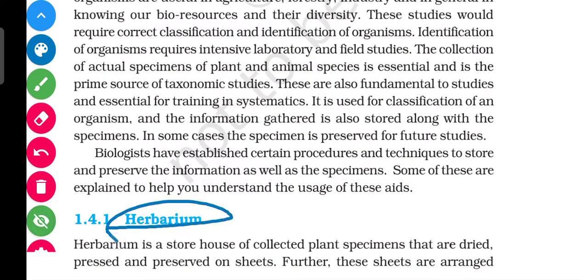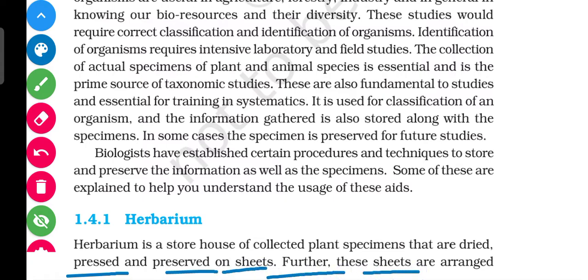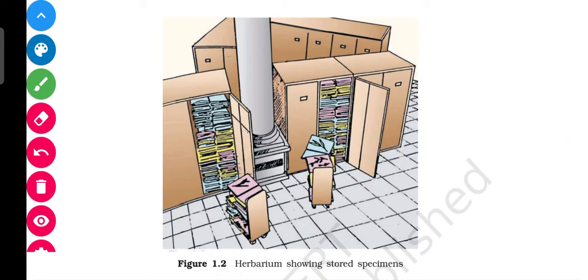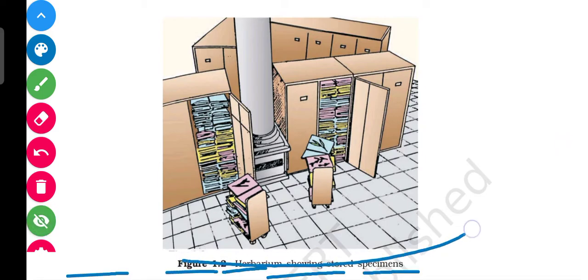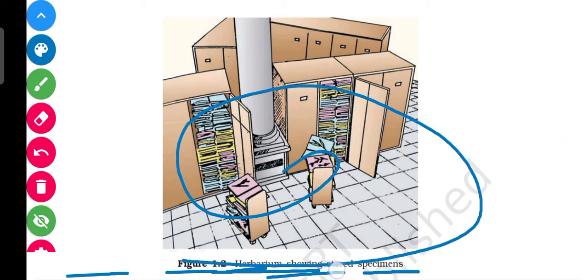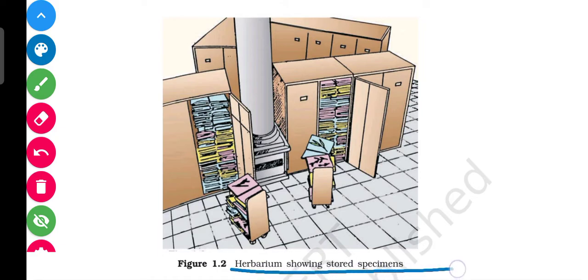So the next topic is herbarium. Herbarium is the storehouse of collected plant specimens that are dried, pressed, and preserved on sheets. Further, these sheets are arranged. This is the figure of a herbarium showing stored specimens.